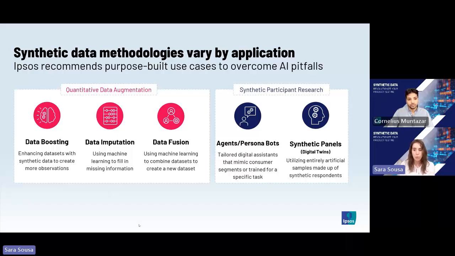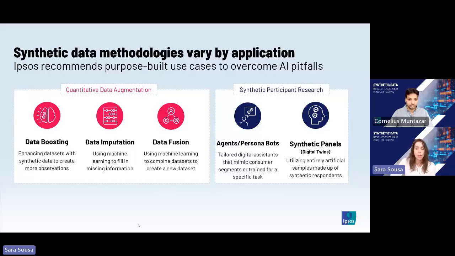On this slide here, we can see some categories of synthetic data. On the left side, we have the quantitative data augmentation methodologies or approaches, which go from data boosting to imputation and fusion. And then on the right side, we have agents or persona bots. And on the far right, we have synthetic panels, also known as digital twins.